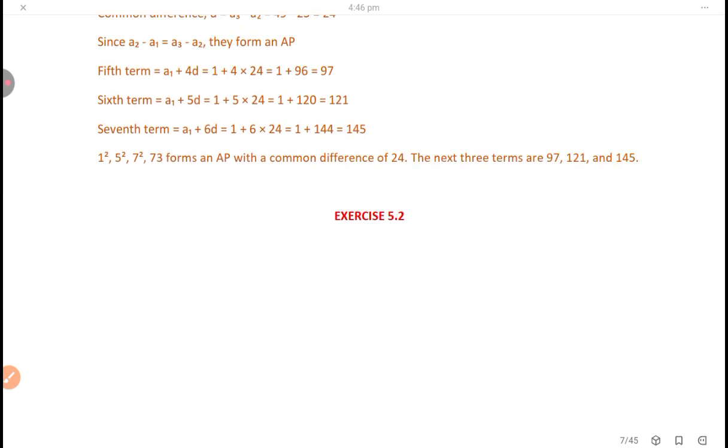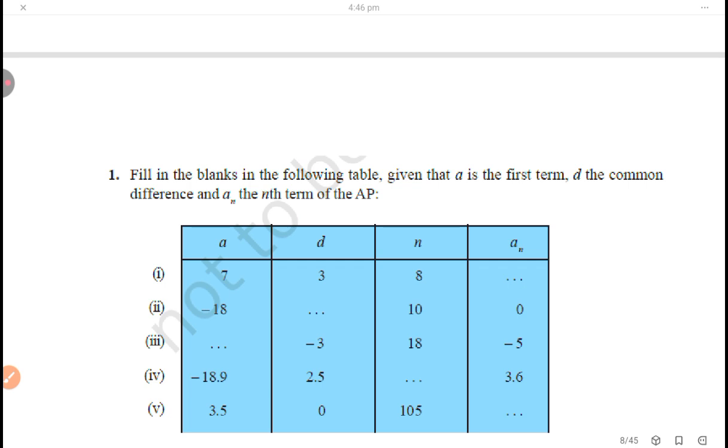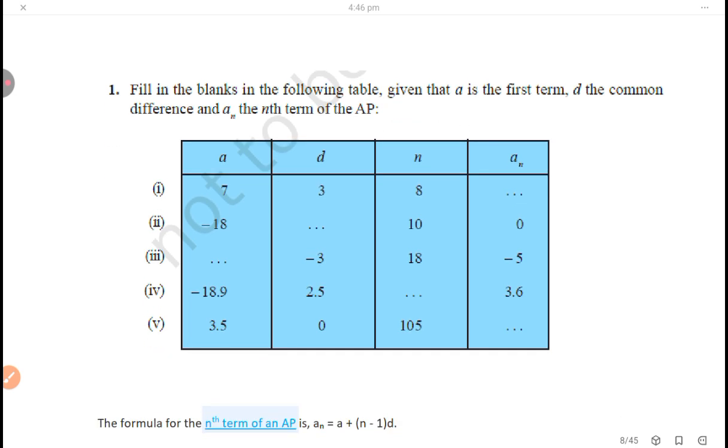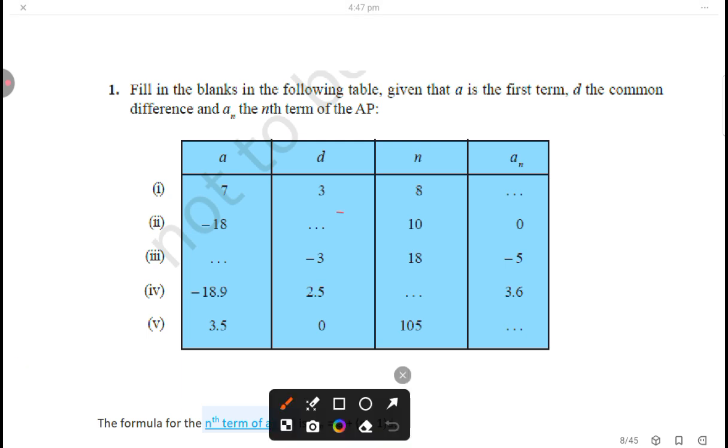Now exercise 5.2. Here you have to fill the blanks in the following table. Given a is the first term and d is the common difference, an is the nth term of the AP. These are the situations; 5 situations are given. You have to fill the blanks, like this blank, this, this and this.